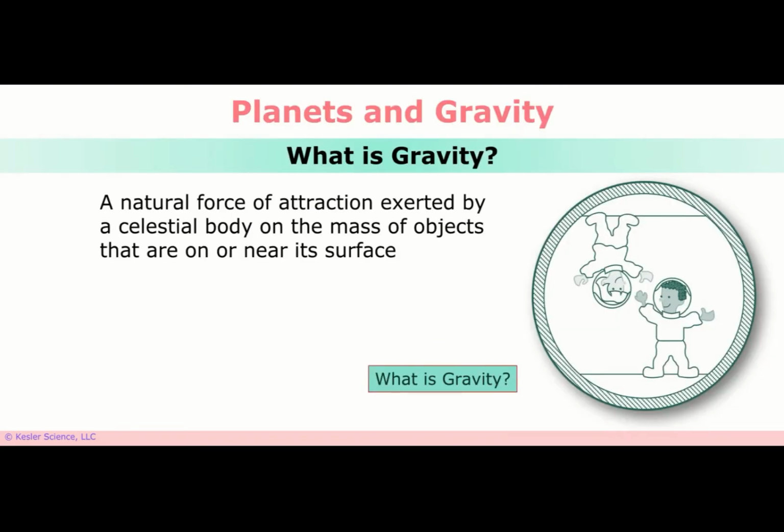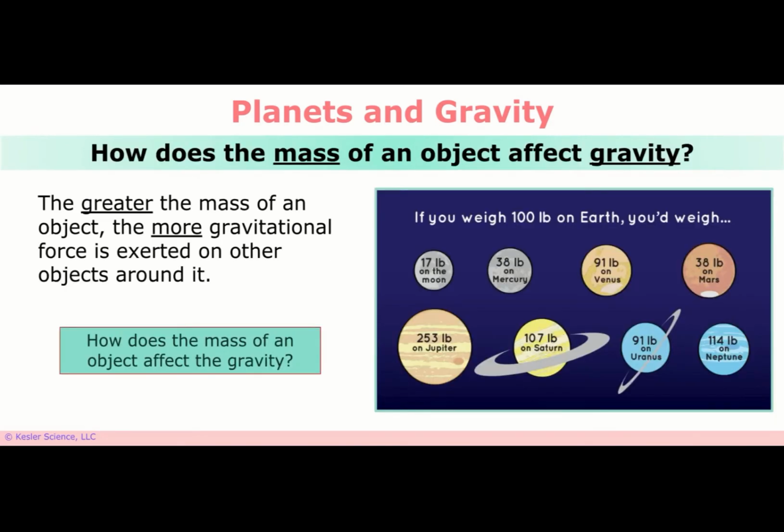Now, planets are associated with gravity. Why do they stay in orbit? It is because of gravity. So, what is gravity? Gravity is a natural force of attraction exerted by a celestial body on the mass of objects that are on or near its surface. Now, how does the mass of an object affect gravity? The greater the mass of an object, the more gravitational force is exerted on other objects around it.